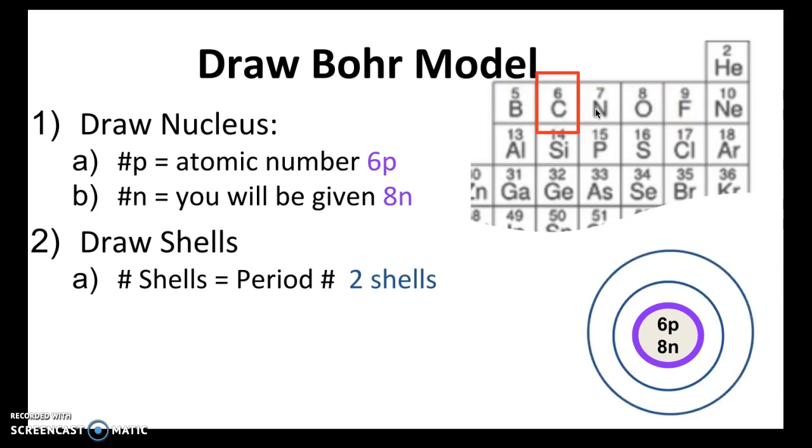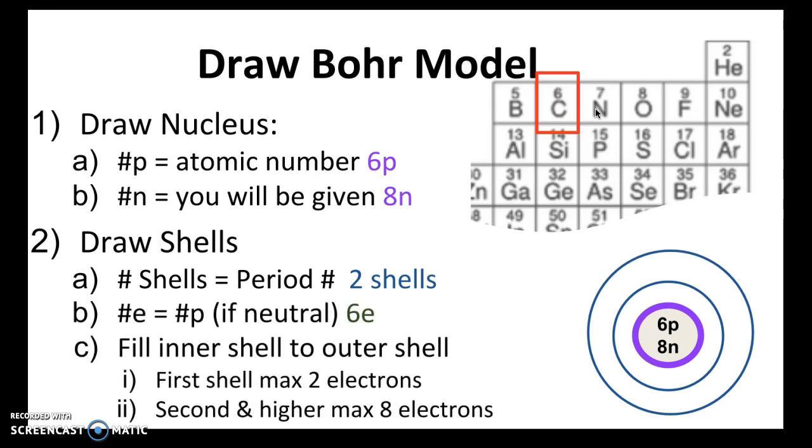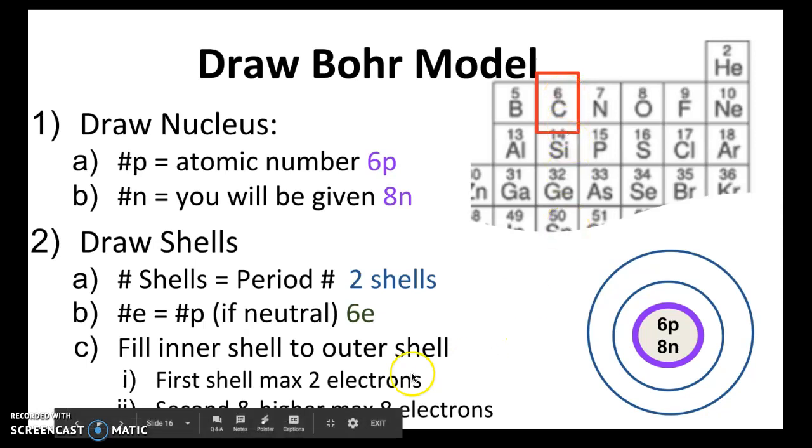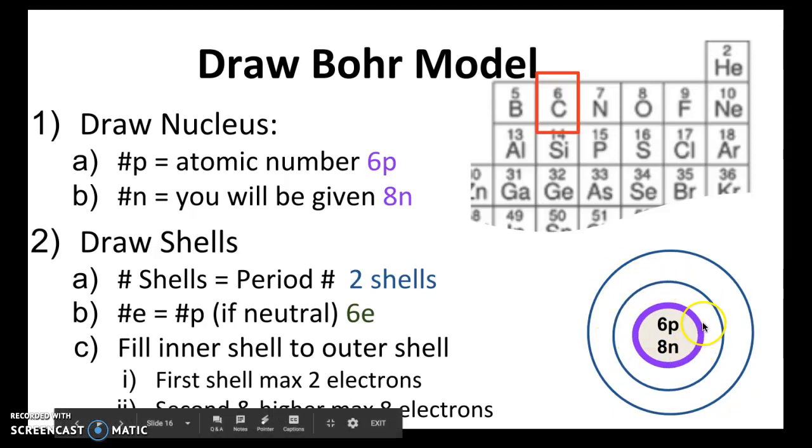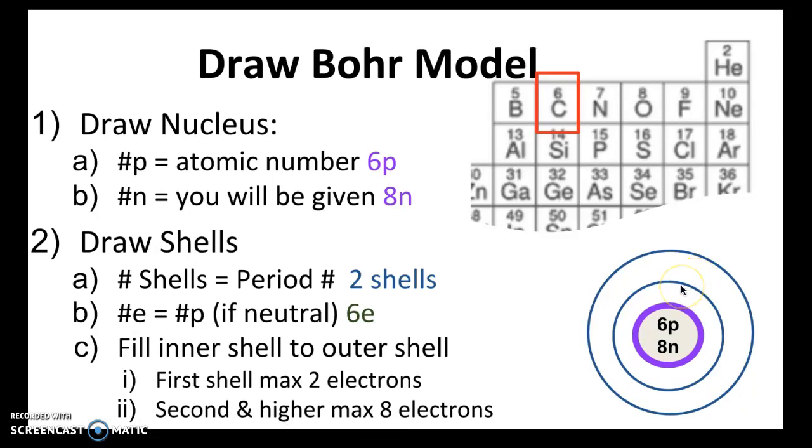Now we're going to fill in our electrons, and there are a couple of things to know. The number of electrons, if it's neutral, is going to equal the number of protons. So first we need to know the number of electrons. Since it's neutral, which most of the time I will tell you that it's neutral, we're going to have 6 electrons. The other thing to know is that we have to fill the electrons in from the inner shell, the one closest to the nucleus first, then to the outer shell. So inner to outer. And the inner shell can only fit 2. So we have a total of 6 electrons.